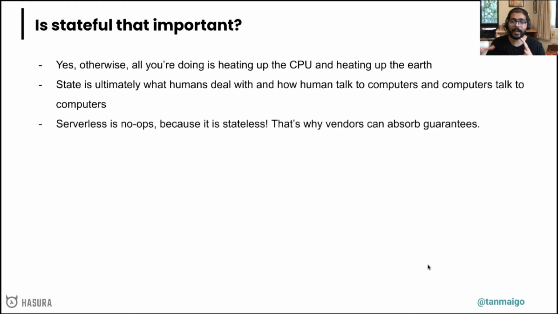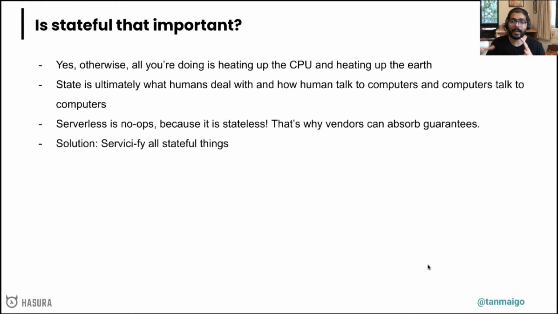But serverless, the entire benefit of serverless is because it's stateless, which means that when you don't deal with things that require shared memory, or you don't deal with things that require you to deal with stateful things, then as a developer, the cloud vendors and the serverless vendors or the runtimes can absorb guarantees around scaling or around concurrent execution, right? And the reason why they're able to absorb those guarantees is because the developer is not allowed to be stateful, and so the developer can't screw things up, and so, well, your code is stateless and your code is scalable.